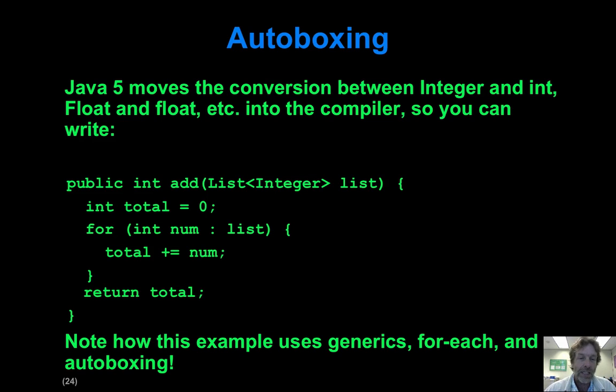Okay, so you can just see basically you can go back and forth between things like this capital I Integer, which is the class or object representation of an integer, and the primitive non-object version of an integer, and there's no problems.